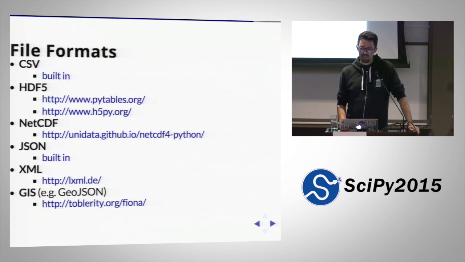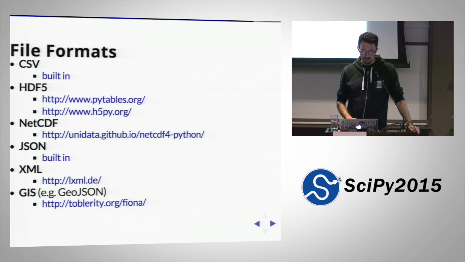File formats: there are a ton of these, and you'll probably have to read them. We've seen that pandas does a lot of them. Good old pandas read underscore, like 20 things, can read a lot of things, like CSV files. There's also a CSV module built into Python for reading and writing CSV files, if for some reason you don't want to involve pandas.